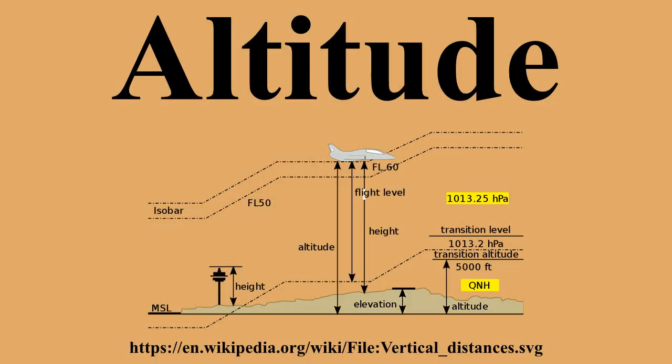Indicated altitude, the altitude shown on the altimeter. Absolute altitude, altitude in terms of the distance above the ground directly below. True altitude, altitude in terms of elevation above sea level. Height, altitude in terms of the distance above a certain point. Pressure altitude, the air pressure in terms of altitude in the international standard atmosphere. Density altitude, the density of the air in terms of altitude in the international standard atmosphere.